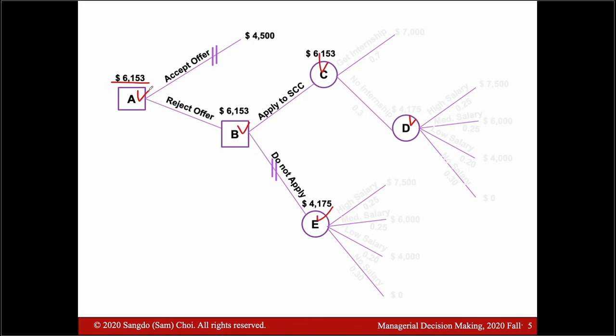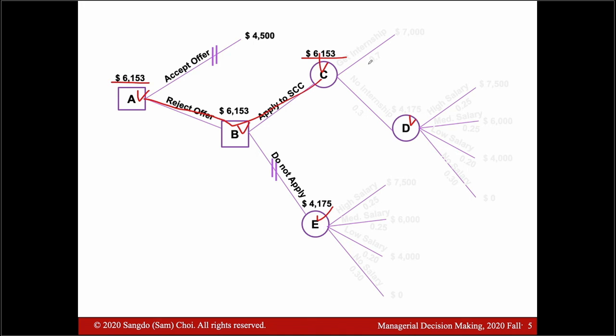Now you have to interpret your conclusion. What is your best strategy? Your best strategy is here from decision node A. You have to choose 6,000. Where is 6,000? Here, right? So this is your best decision. And then here, you have to apply to SCC. So your best scenario is: you do not accept your father's friend's offer, but you apply to SCC. Then your expected value, average number, is 6,153.